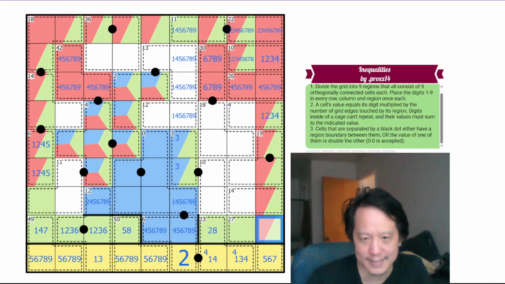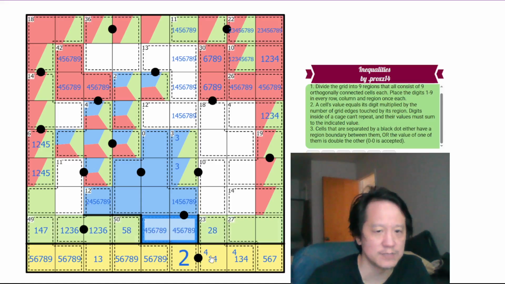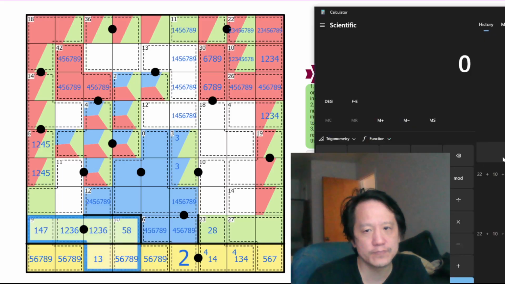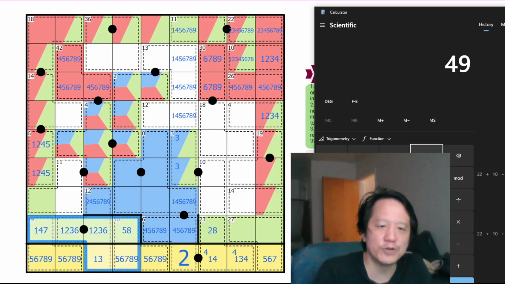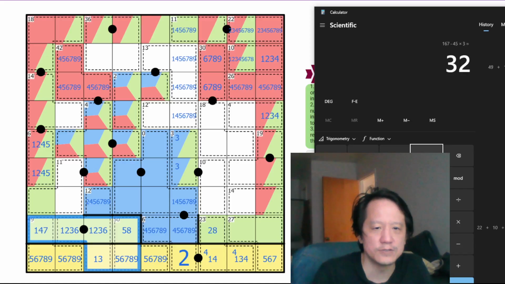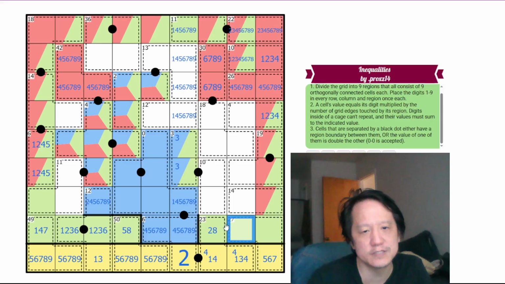So this is not double, which means we know this adds up to 13 exactly, because the sum of this plus a triplet of that, so 49 plus 12 plus 50 plus 6 plus 23 plus 27 minus 45 times 3 is 32. And 45 minus 32 is 13. So this is guaranteed to be 13 here.